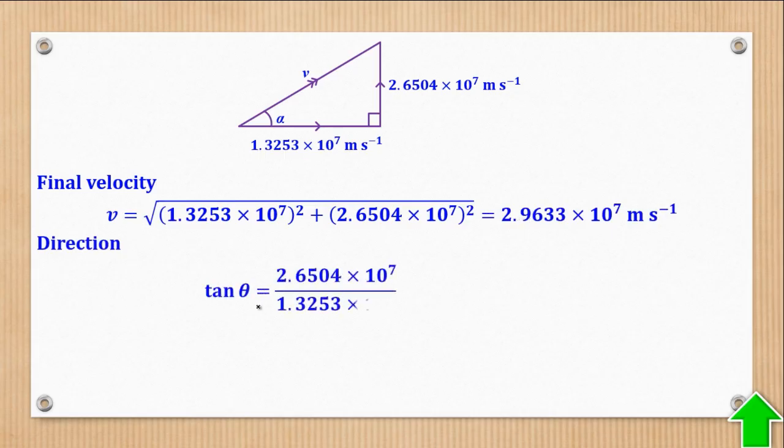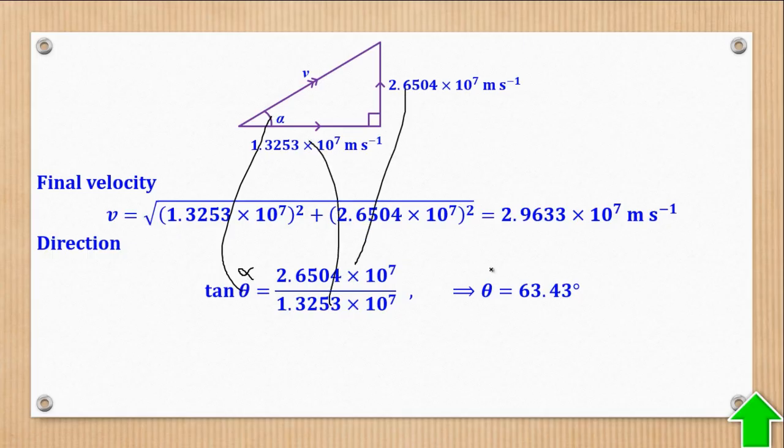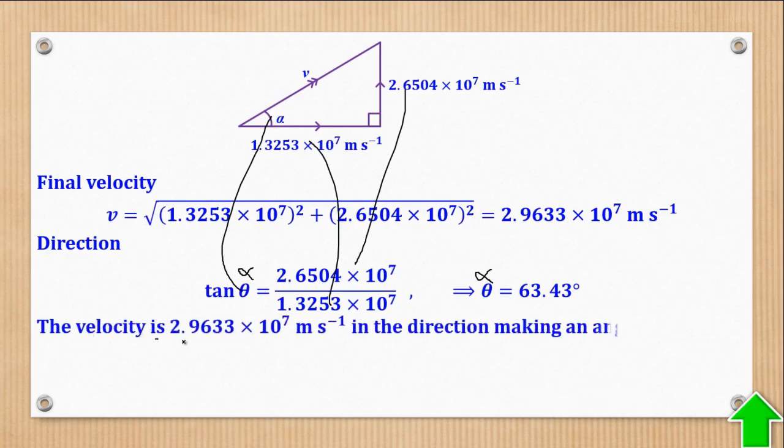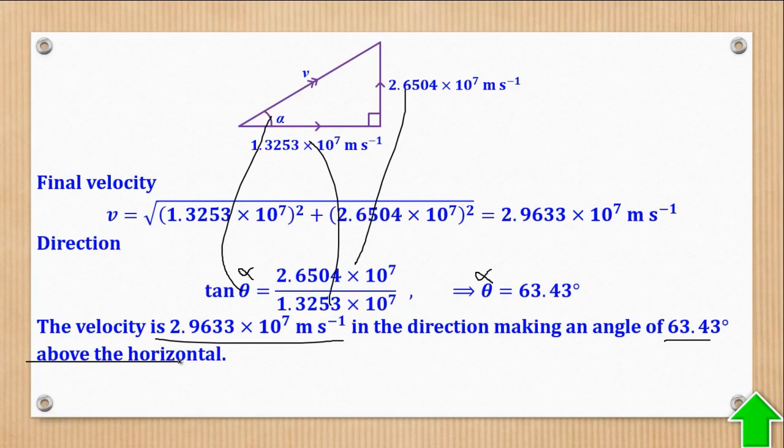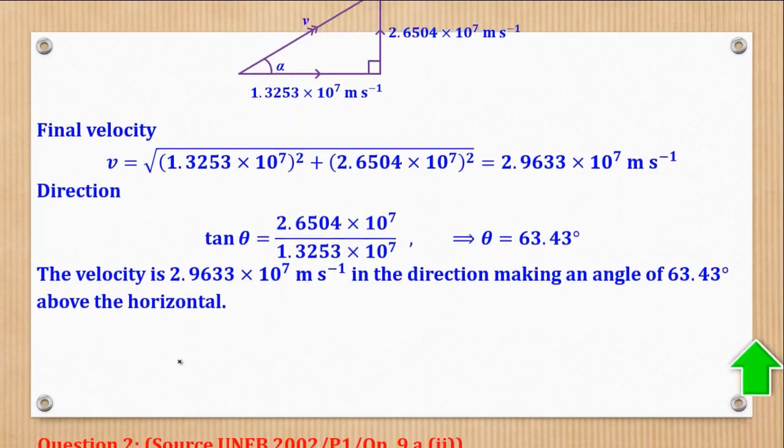We can use tan, so this will be alpha, not theta. Theta was already used in the diagram. So change this to be alpha. So alpha is equal to opposite over adjacent to give you 63.43. Therefore, we shall conclude by saying that the velocity is this in the direction making an angle of this above the horizontal. And that's what they wanted.